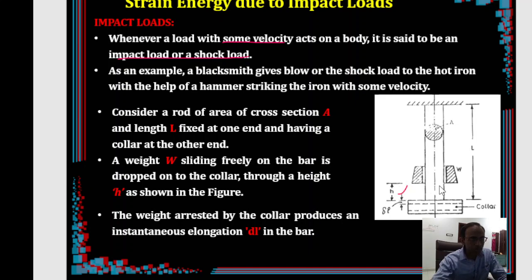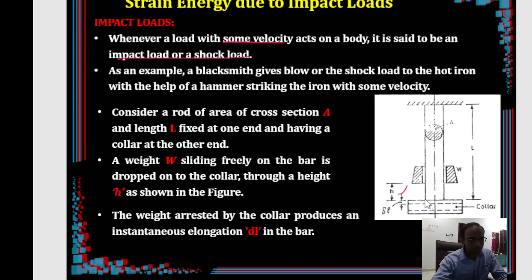Okay, the sliding weight was kept at a position h from the collar, right? And let's say after an instant of time, it was suddenly released. Then what happens? The collar will be subject to some kind of contraction, or not contraction, I think, because it goes away, right?